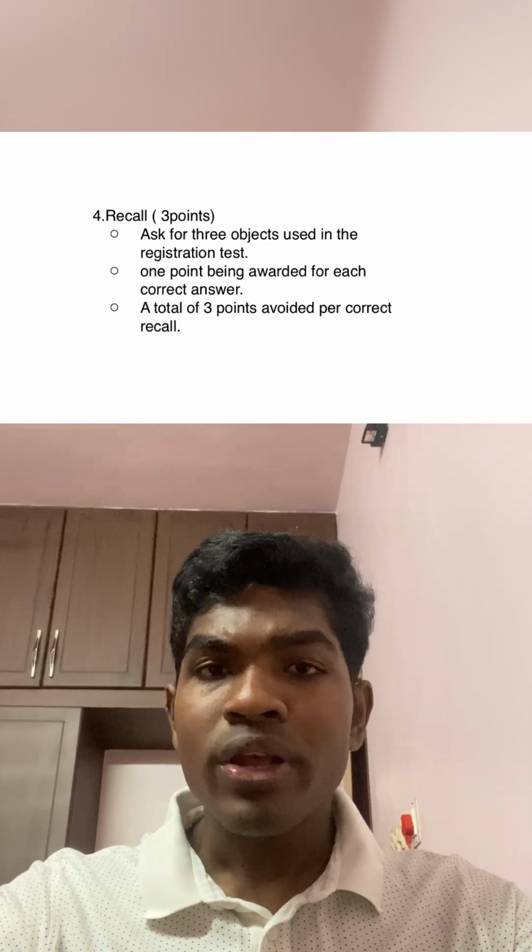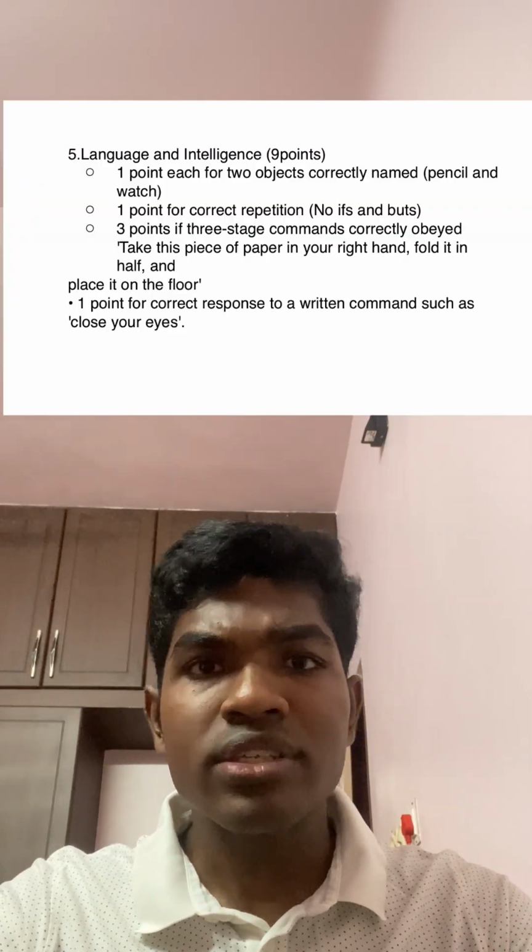In the registration part, I would already have told the names of 3 objects to the patient. In the recall part, I ask the patient to recall the names of the 3 objects that I told him earlier. That is recall. If the patient is able to recall the 3 names correctly, give a score of 3, so maximum 3 points. And the last part, language and intelligence, has a maximum of 9 points.